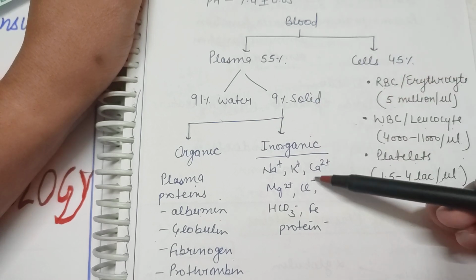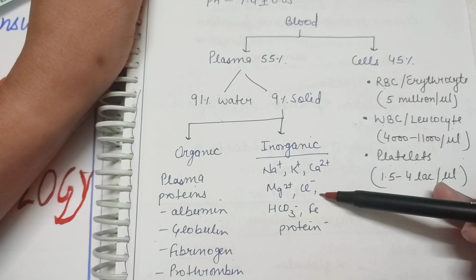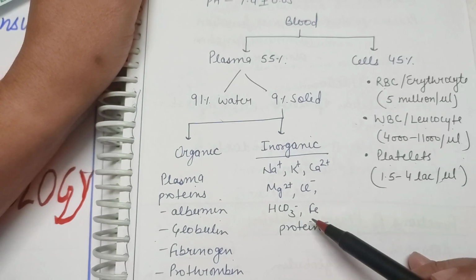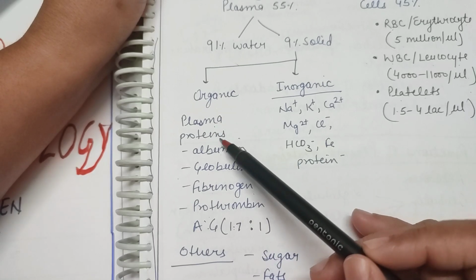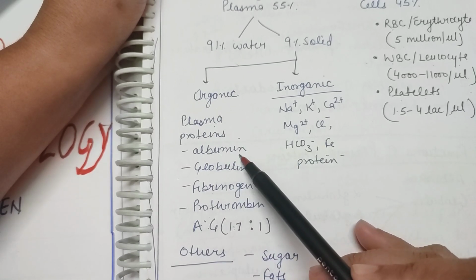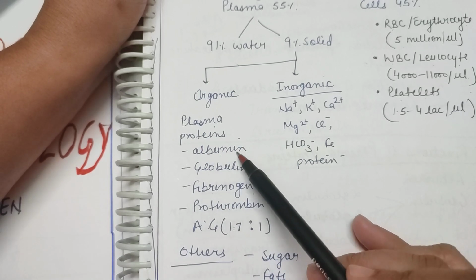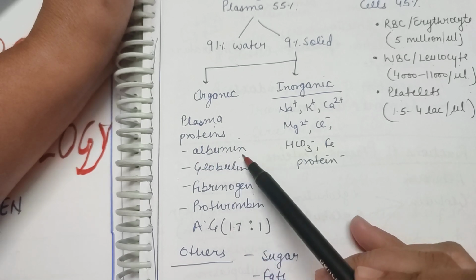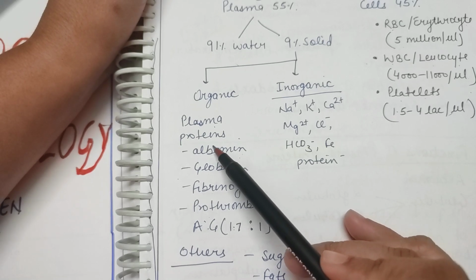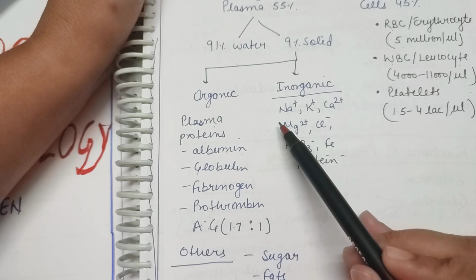In solids, we have all the ions, the inorganic components: sodium, potassium, calcium, magnesium, chloride, bicarb, and iron or protein. And organic molecules, the plasma proteins, which are very important. We can say albumin, the most important plasma protein, which is needed to bind basically all the fats which are not water soluble. So it combines with all the fat soluble components. It can be a hormone, it can be anything, and it carries it in the blood to the target organ.